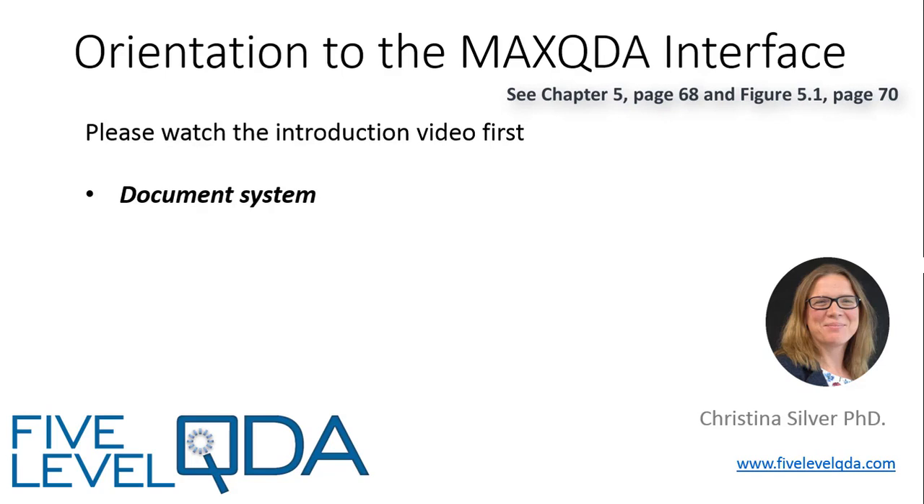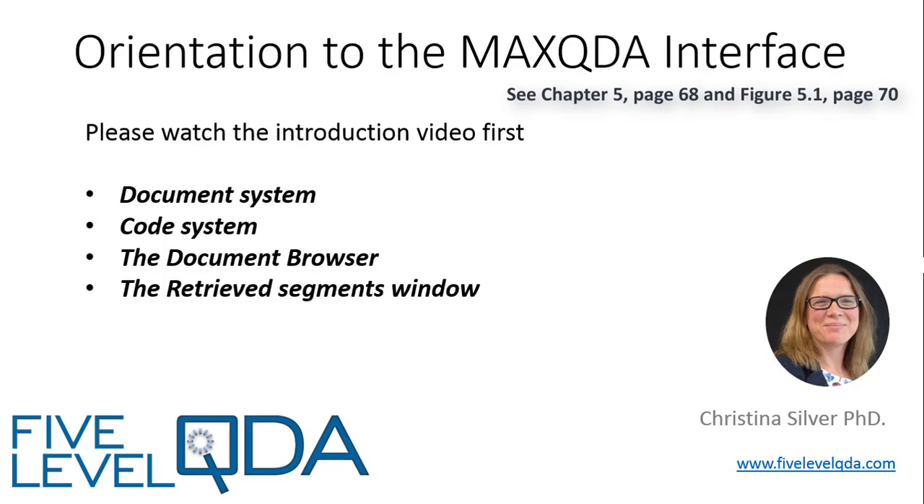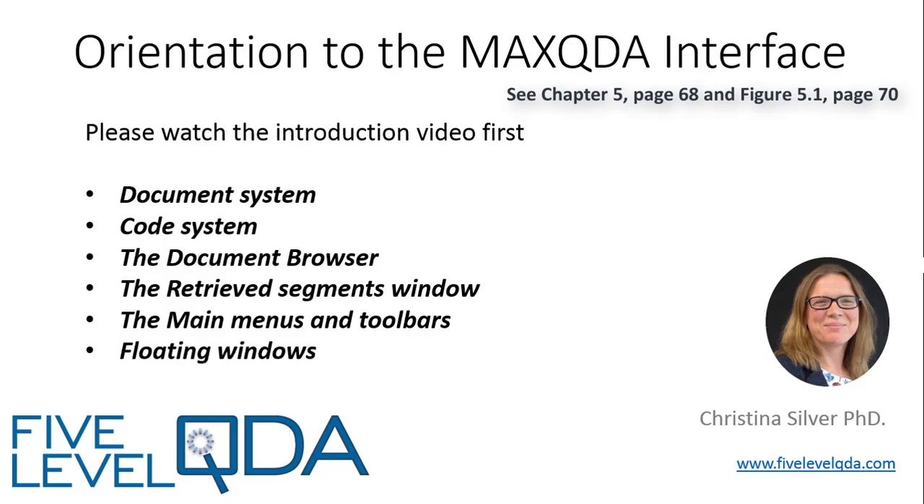The document system is where documents are stored and can be organised. The code system is where codes are listed and can be organised. The document browser is the central area of the screen that displays open documents. The retrieve segments window displays coded segments that satisfy combinations of activated documents and codes. The main menus and toolbars provide access to functions relating to the various components. And finally, floating windows are overviews of components and functions for working with them.